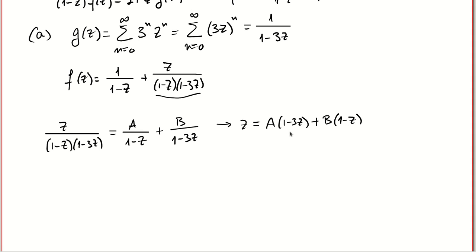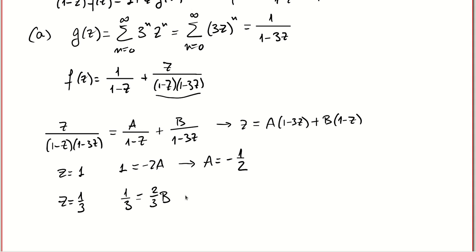This expression is valid for every z, so we take z equal to 1, and this factor goes away. On the left-hand side we have 1, equal to, since 1 minus 3 is negative 2, minus 2 times a, which leads to a equal to minus 1/2. And if we make z equal to 1/3, then this factor is 0, so we have 1/3 equal to 1 minus 1/3, which is 2/3, times b, so b is equal to 1/2.